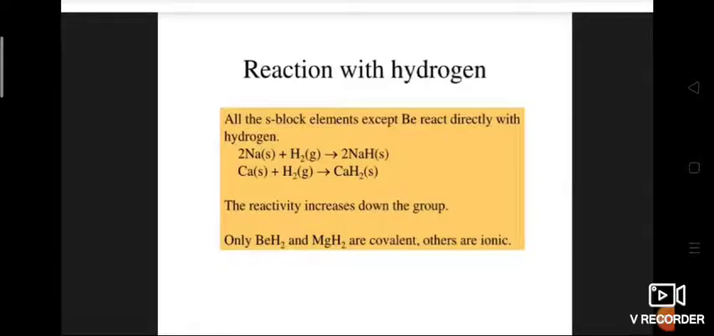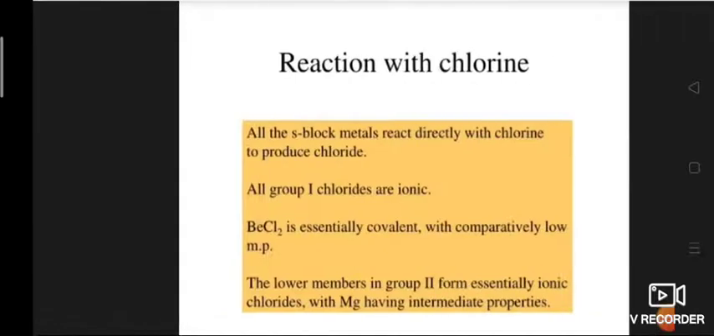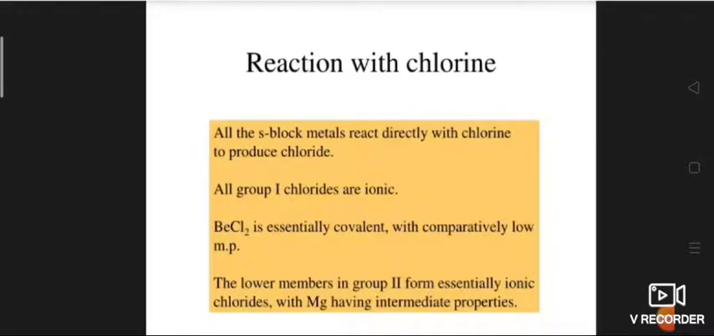So the reactivity increases down the group. Beryllium hydride and magnesium hydride are covalent. The remaining others are ionic. Reaction with chlorine: s block elements react readily with chlorine to produce chloride. All group 1 chlorides are ionic. Beryllium chloride is essentially covalent with comparatively low melting point.